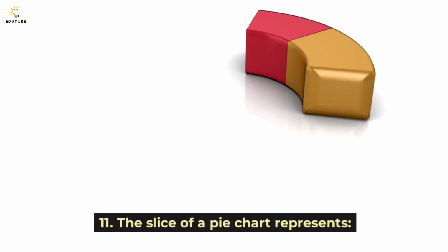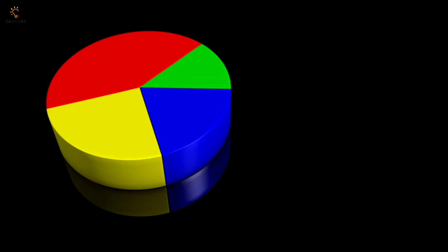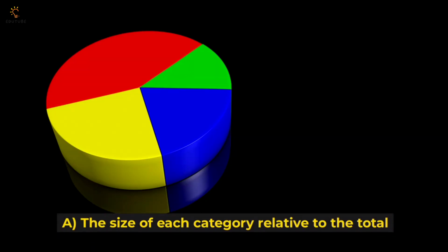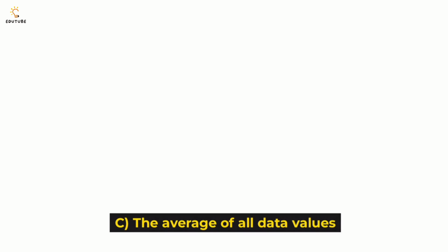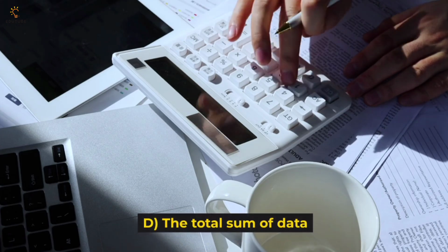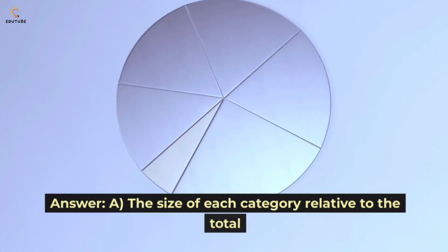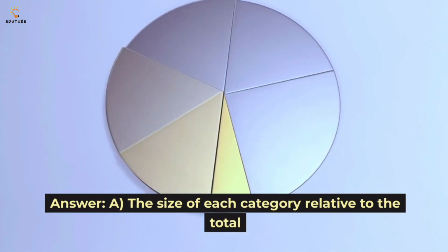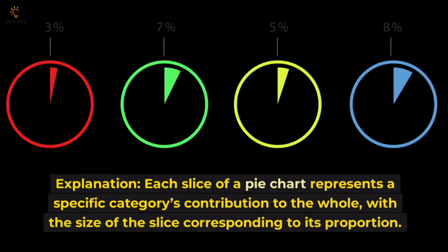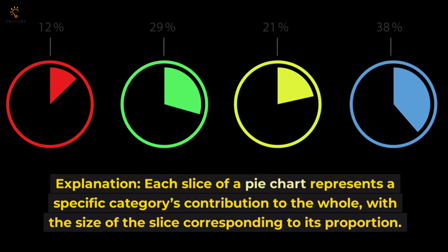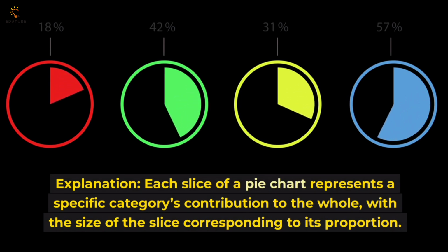11. The slice of a pie chart represents: A. The size of each category relative to the total. B. The frequency of data points. C. The average of all data values. D. The total sum of data. Answer: A. The size of each category relative to the total. Explanation: each slice of a pie chart represents a specific category's contribution to the whole, with the size of the slice corresponding to its proportion.